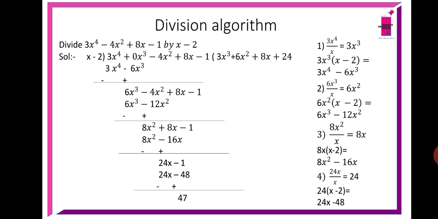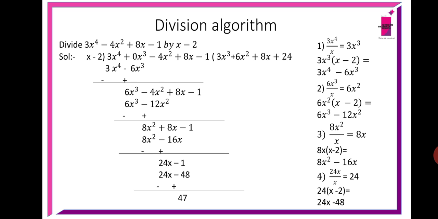of x. So here, how are we going to divide the polynomial 3x power 4 minus 4x square plus 8x minus 1 by x minus 2? When you are dividing by x minus 2, you can see the steps on the right. First you take the first term of the dividend and the first term of the divisor. So 3x power 4 by x equals 3x cube.